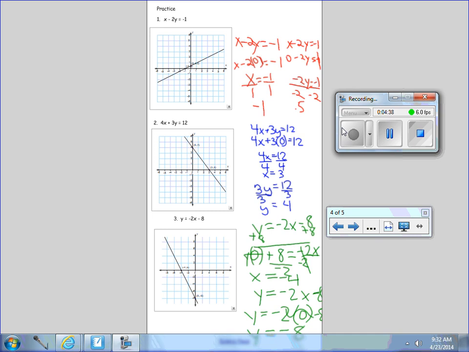And number 2, for that equation, our x-intercept ended up being 3. Our y-intercept ended up being 4. Then we plotted them with the ordered pairs of (3, 0) and then (0, 4), as you can see in the example. And on our last, number 3, our x-intercept was -4. Our y-intercept is -8, and we plotted those points.